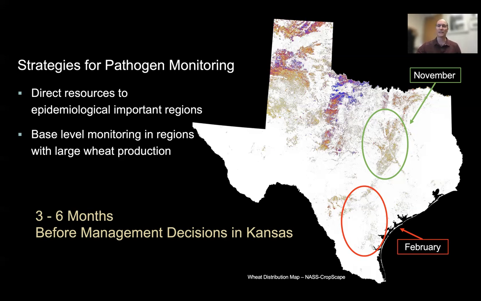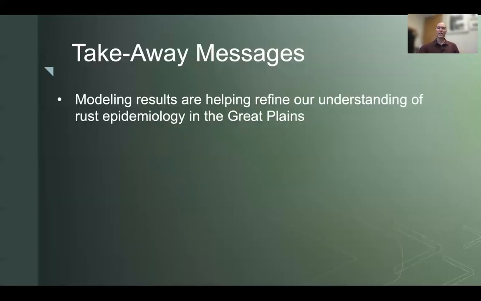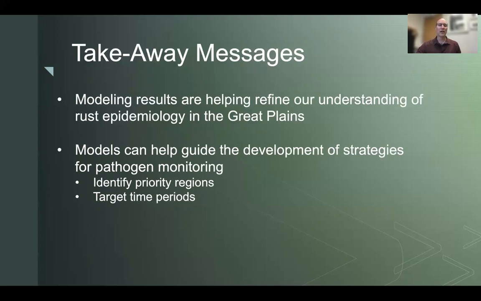So some of the key takeaway messages are that, in a general sense, the models that we've been developing are helping to refine our own understanding of the wheat rust epidemiology in the Great Plains. These models are also helping us develop strategies for pathogen monitoring, and particularly helping us identify these epidemiological key regions within the state of Texas and within our region, and also key time periods.